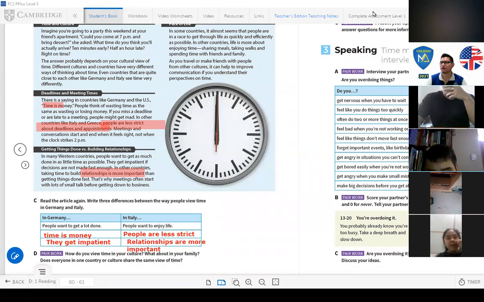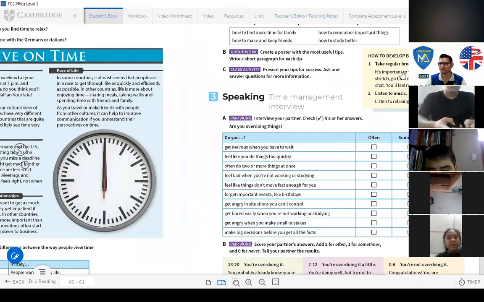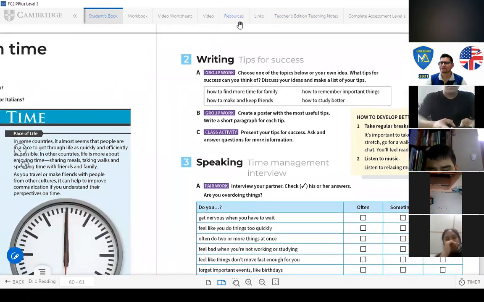Now let's go to the next part. What do we have here? There is a writing. Here it says, tips for success, tips para el éxito, no? Group work. Choose one of the topics below or your own idea. What tips for success can you think of? Discuss your ideas. For example, how to find more time for family, how to make and keep friends, how to remember important things, how to study better, no? Here it says, create a poster with the most useful tips, write a short paragraph for each tip, no? Present your tips, and we're gonna skip this part.